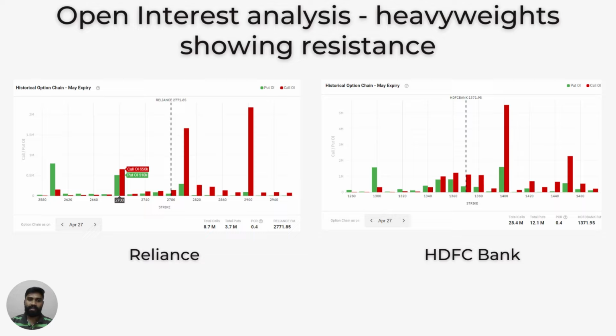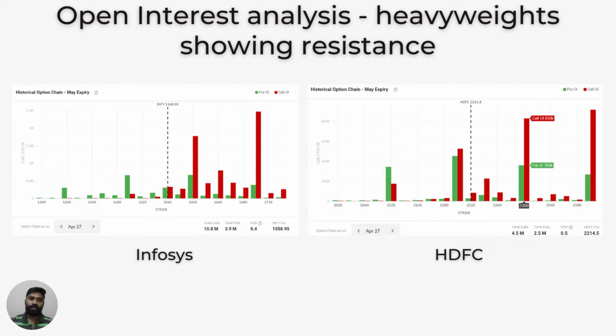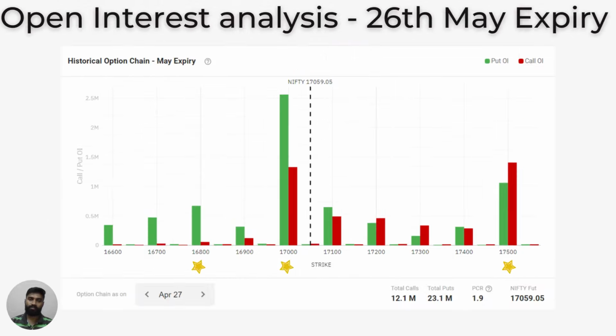So for Reliance and HDFC Bank, we can see that the PCR is very low, less than 0.5, indicating a very bearish tone. And we can also see that there is a very high resistance right above the spot price for both these stocks. This trend continues in Infosys and HDFC as well. The put call ratio doesn't go more than 0.5. So all these four stocks are indicating a bearish sentiment.